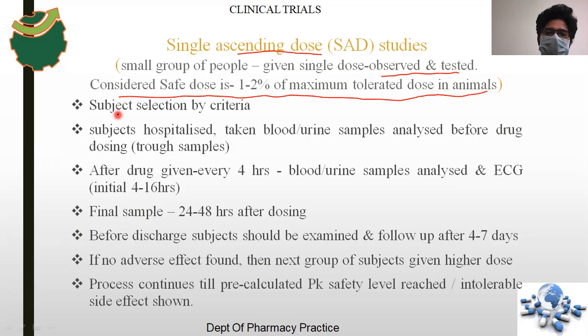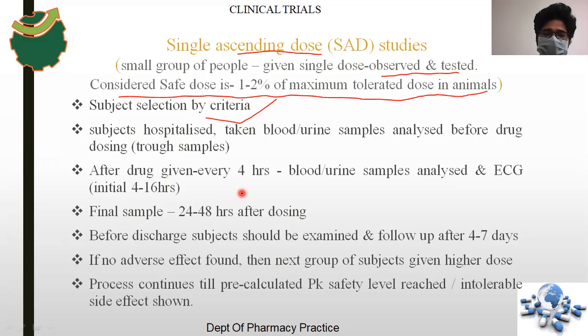Next, when we are performing these single ascending dose studies, we are going to follow these steps. First step is subject selection by criteria, which we have already seen. Next, when we take people in phase one, we are going to hospitalize the person, meaning he should be in the premises where you are conducting the study. You will take urine samples and blood samples and analyze them. After that, you give the drug.